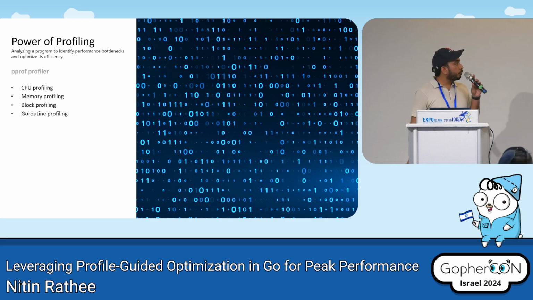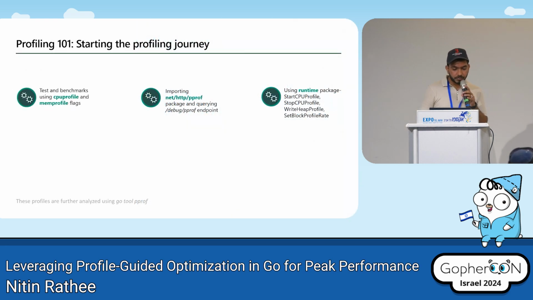And Go has a pprof profiler which you could be using to gather profiles. Now the question here is which profile, because there could be so many profiles. You could be getting your CPU runtime footprints, your memory footprints, your block footprints, as well as profiling around Go routines. So these are the different options that we have when we talk about profiling.